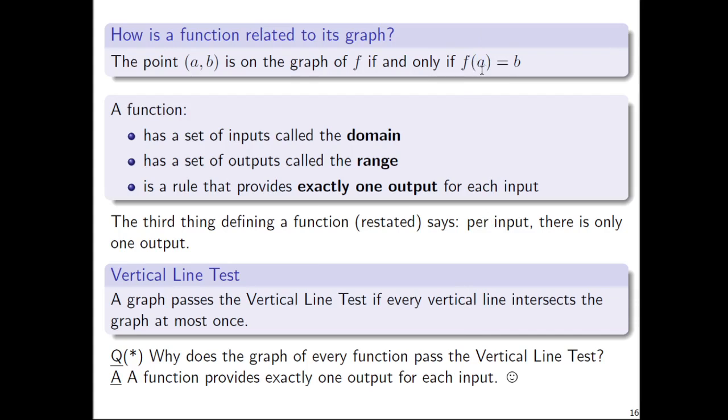When you have that input, you only get one point for that x coordinate, and you don't get two points in the graph which have the same x coordinate but different y coordinate. And that's why every time you draw a vertical line, you can't get two points of the graph, because you're not going to get two different points with the same x coordinate, not in the graph of a function.